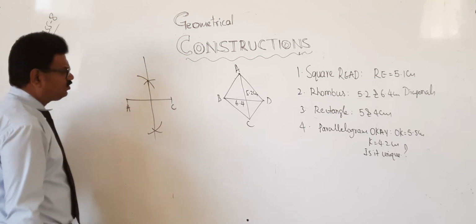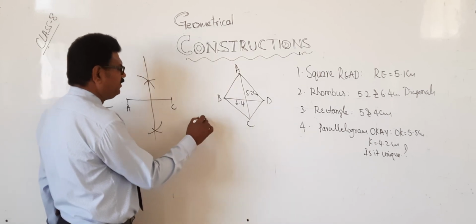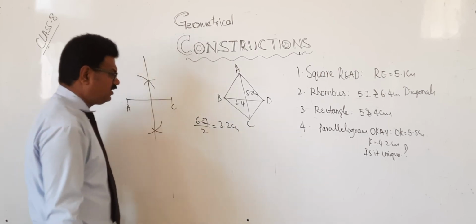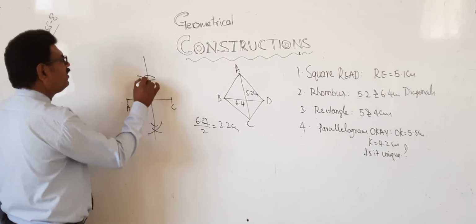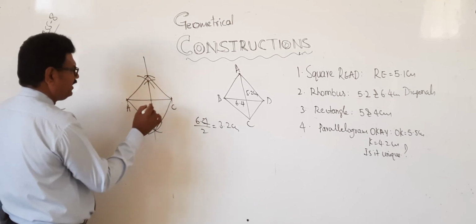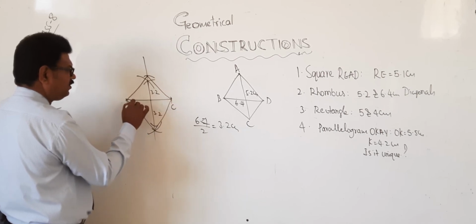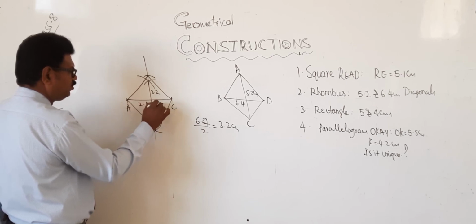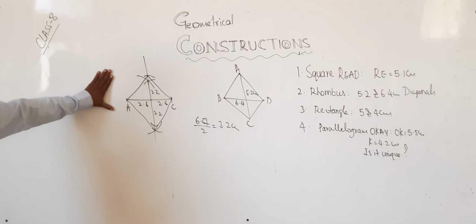Now, 6.4 is the other diagonal. 6.4 bisect means divided by 2. It is nothing but 3.2 centimeters. Therefore you do one thing: from here 3.2, from here 3.2. Now join this. So 3.2, 3.2 and here 2.6, 2.6. So this is the required rhombus. Okay, any doubt?